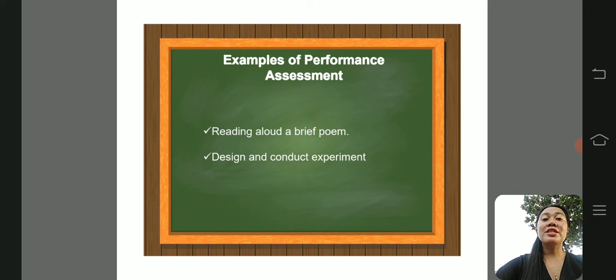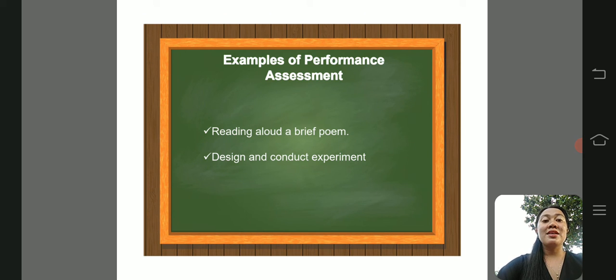So here are two examples of performance assessment. First is reading aloud a brief poem. So the teacher can give this activity, which is reading aloud a brief poem. Then the teachers will grade students using the criteria or rubric. Through rubric and criteria, the teachers will be able to identify the specific scores that he or she will give to the student. And second is design and conduct experiment.